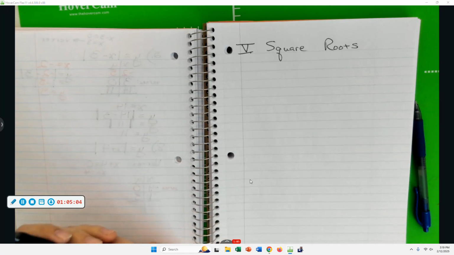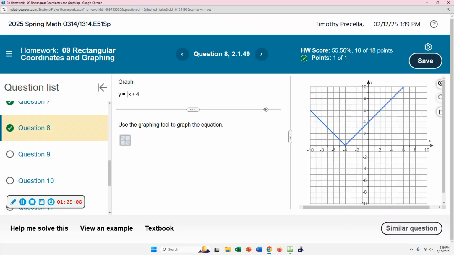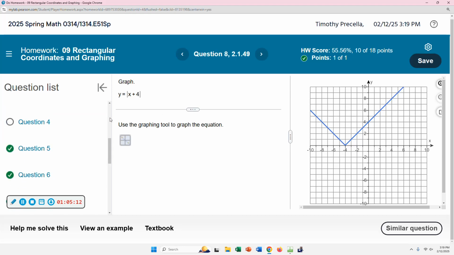Well, let me check. Have you looked? Oh wow, suppose they changed it. Which one is it? Square root is number 4. Hmm.